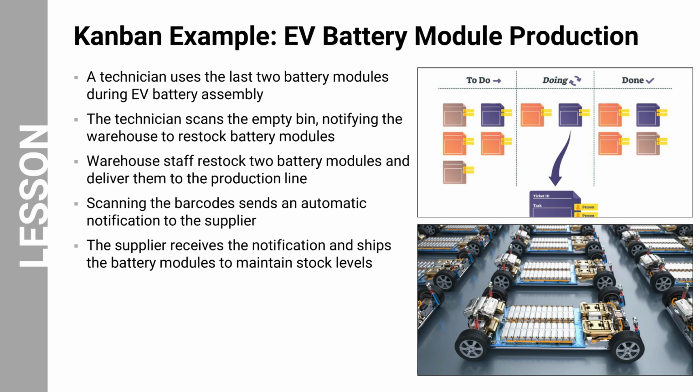Warehouse staff retrieve 2 battery modules from inventory, scan their barcodes for stock tracking, and deliver them to the production line. When the barcodes are scanned, an automatic notification is sent to the battery module supplier, creating another Kanban card. The supplier receives the notification and ships the required battery modules to the EV manufacturing unit to maintain stock levels.